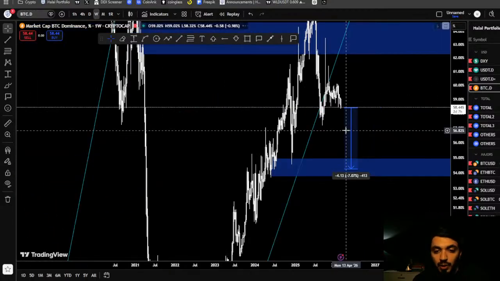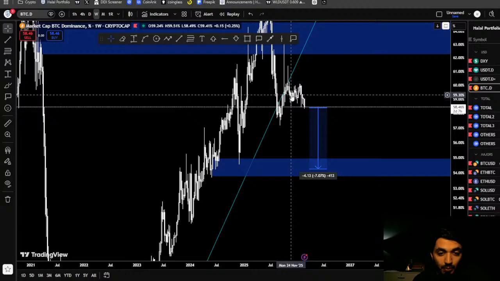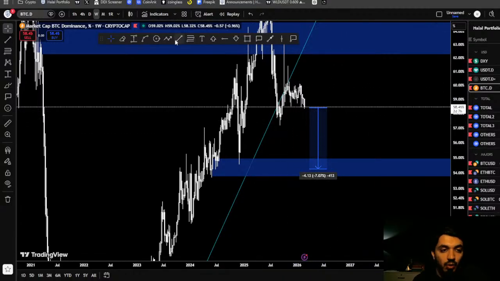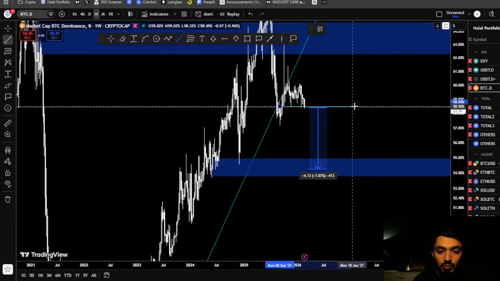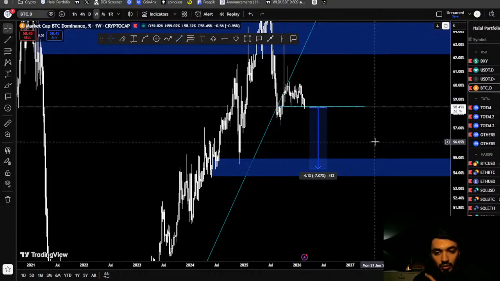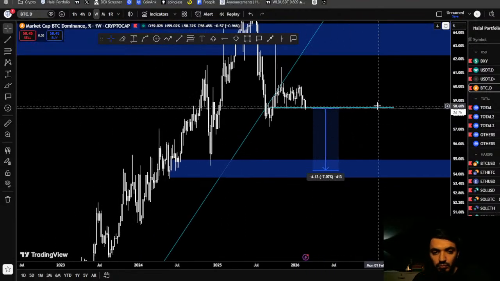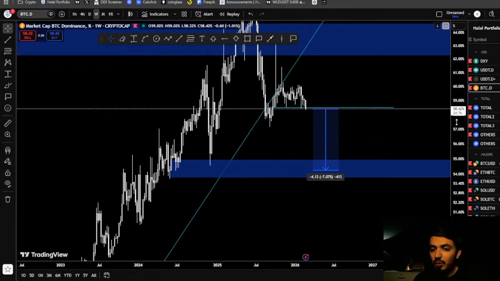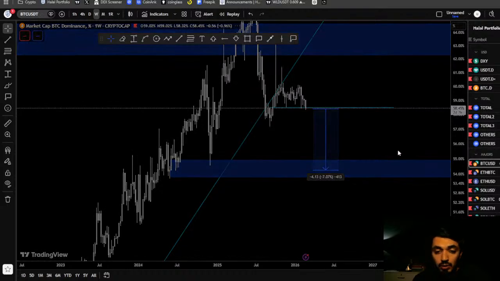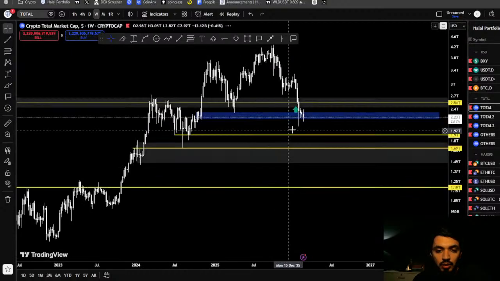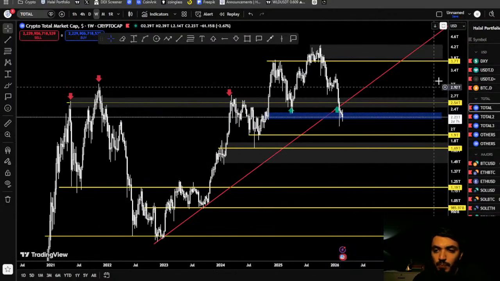What we can expect is if the Bitcoin price is going up and the Bitcoin dominance is falling, then we can say that altcoins will outperform Bitcoin. But as of now, it is still holding this line of support. We can expect this to be broken, but this will be due to Bitcoin being bearish at the moment. Now let's take a look at the total chart.